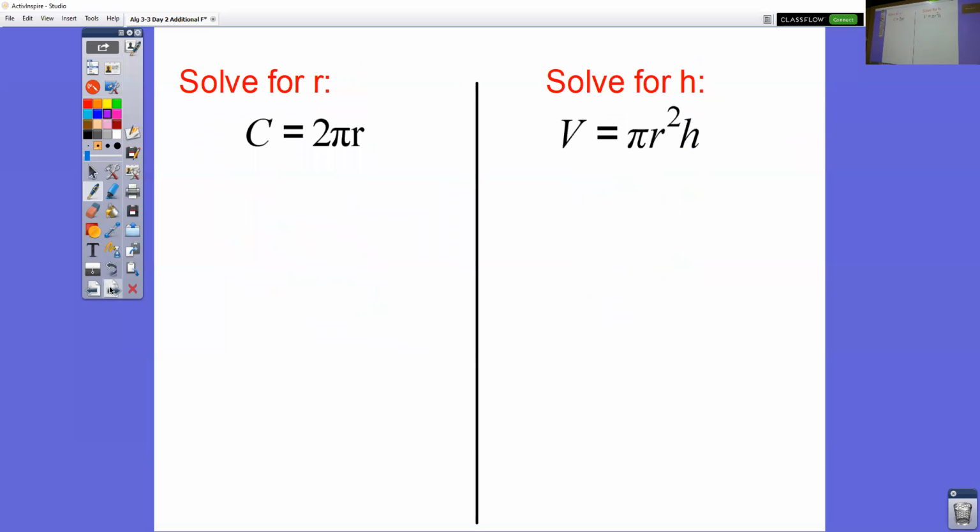Let's take a look at the next one. Go ahead and try this one on your own, please. Go ahead and try solving for r on your own, please.